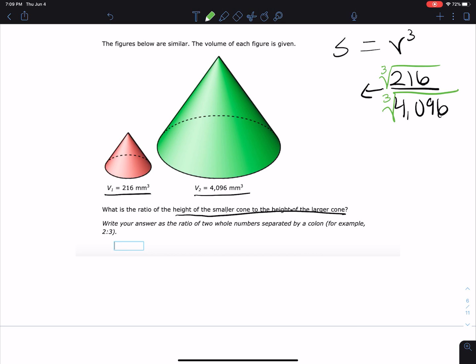So I'm typing into my calculator the cube root of 216. Okay. And that's 6. And then I need the cube root of 4,096. And that is 16. Now, always, always, always reduce. So this would become a 3:8 ratio, and they want it as a colon, so it would be a 3:8 ratio. So obviously I could have reduced in the beginning, but I chose not to. For me, I like to reduce in the end.